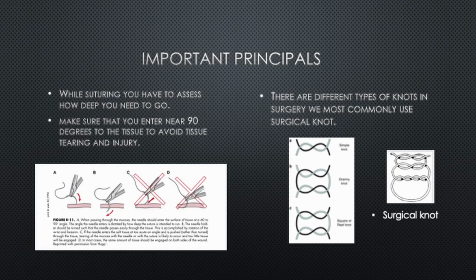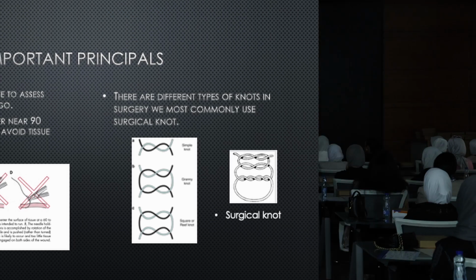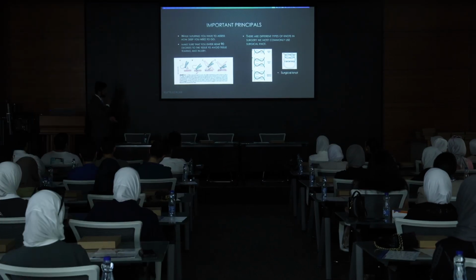Important principles while suturing: you have to assess how deep you want to go, so try to make it symmetrical on both edges so you don't have an overlap of the tissue. When you want to enter the tissue, try to go 60 to 90 degrees to the wound to avoid tearing and injury of the tissue. There are different types of knots. Mostly use a surgical knot where you do positive tie, then negative tie, and then positive tie. We're going to show you that in our video and in the practice.